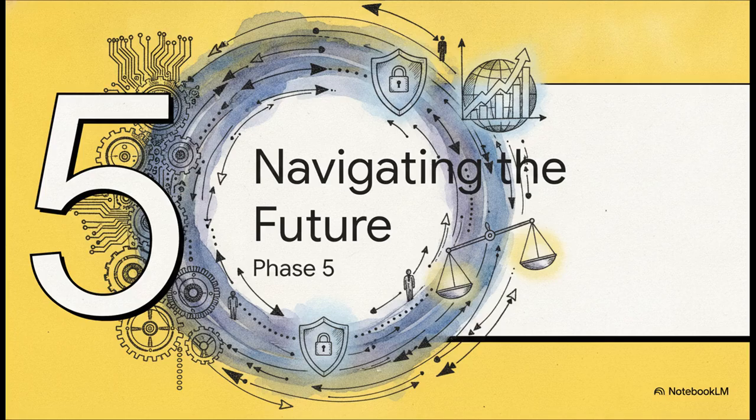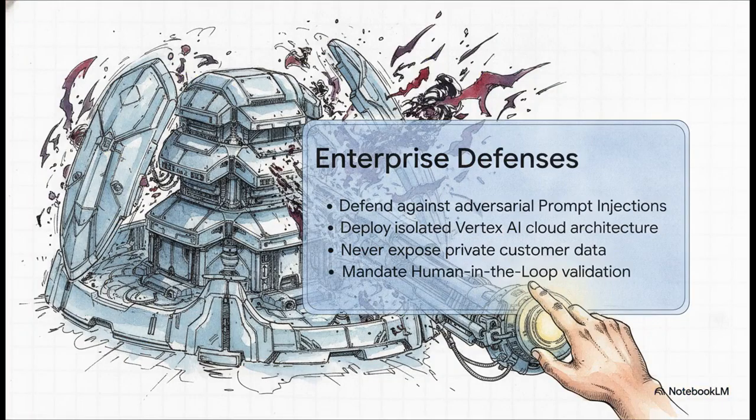Finally, let's look at phase 5. Navigating the future. Being truly enterprise-ready means you have to actively secure your systems. You absolutely must defend against adversarial attacks like prompt injection, which is where bad actors try to hide malicious override commands inside normal user inputs. To secure against this, corporations are deploying isolated cloud architectures like Google Cloud Vertex AI, making sure zero customer data is ever shared with public interfaces. And honestly, this is absolutely crucial. For any high-risk action, like hiring or executing financial transfers, you have to mandate a human in the loop. The AI is your co-pilot, but human validation is a strict requirement before anything gets executed.